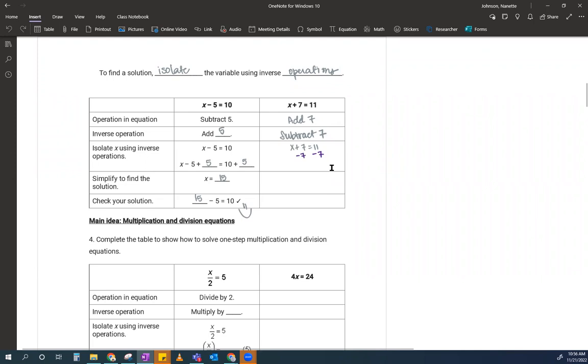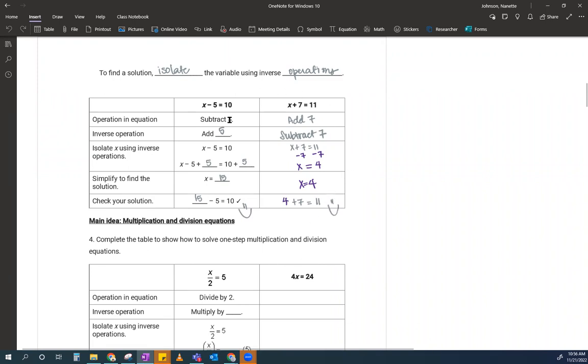So then what are we left with? Well, minus 7 plus 7, those two undo each other. So I'm left with x. And 11 minus 7 is just 4. So according to this, my answer is 4. And then I'm going to check my solution. 4 plus 7, you said, is 11. Is that true? Is 4 plus 7 really 11? And you're like, yes, Miss Johnson. And she's happy because you can't take any points away from me because I just checked my answer.